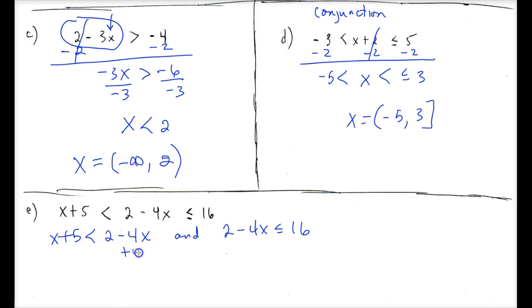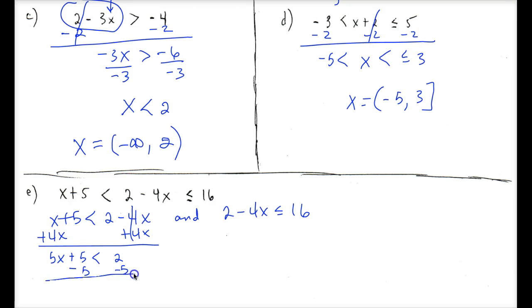So to do this, we'll add 4x to both sides here. That cancels. We'll have 5x plus 5, and that is less than 2. And we'll subtract 5 from both sides here. Of course, in doing that, that will cancel. And we just have 5x is less than -3. And then, of course, if we finish up here, divide both sides by 5, we'll get x is less than -3/5.